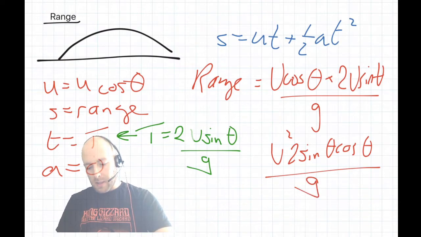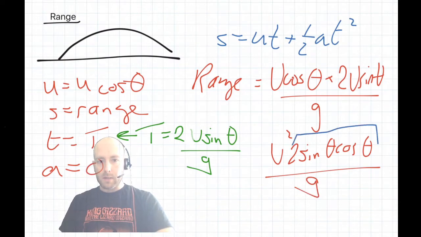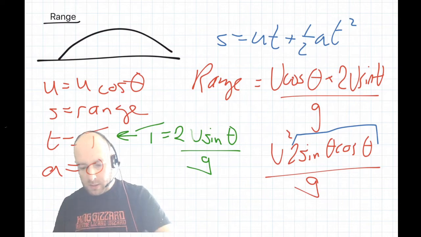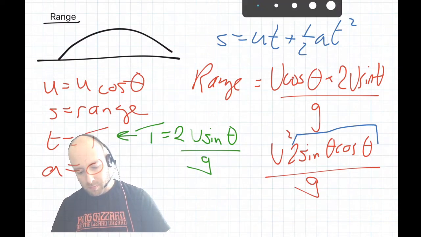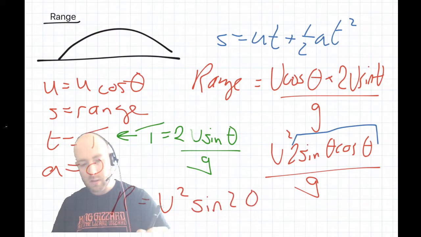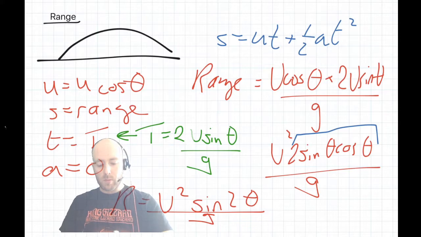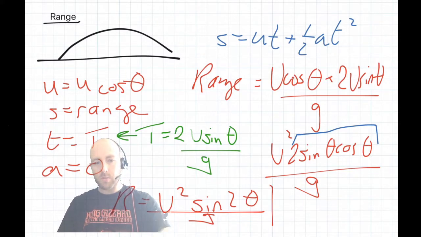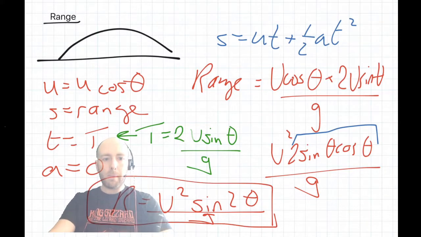And this bit here is the sine double angle formula. So we can write that as range is u squared sine 2 theta over g, which is our range equation. Cool. So you could be asked to prove that one as well.